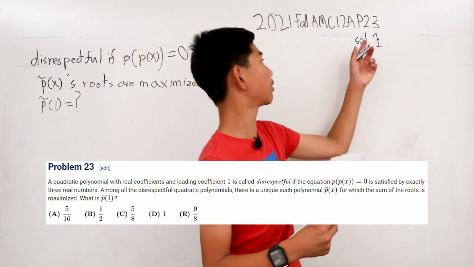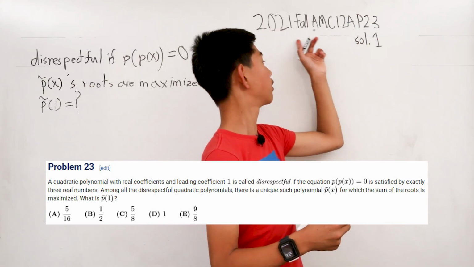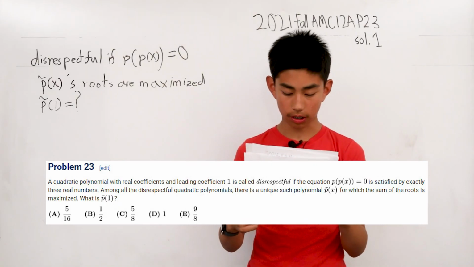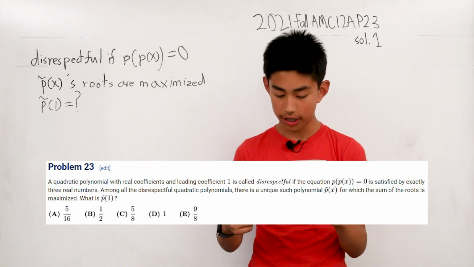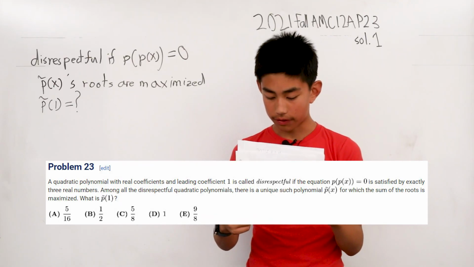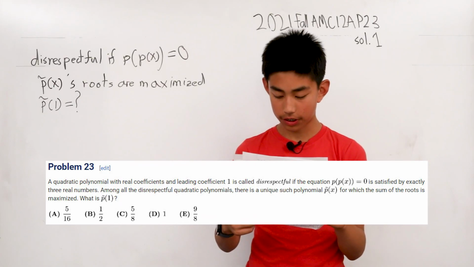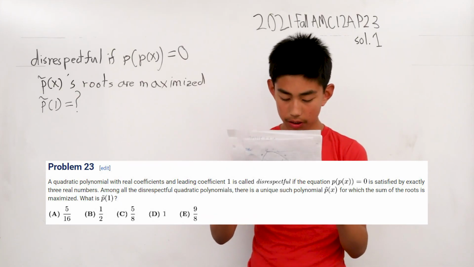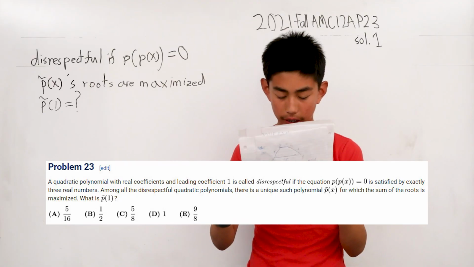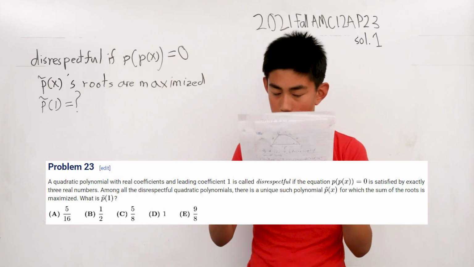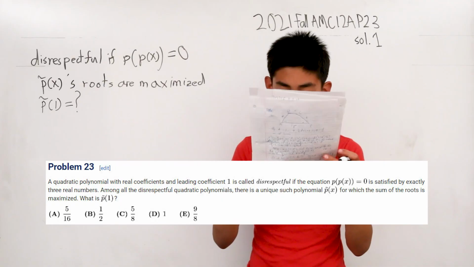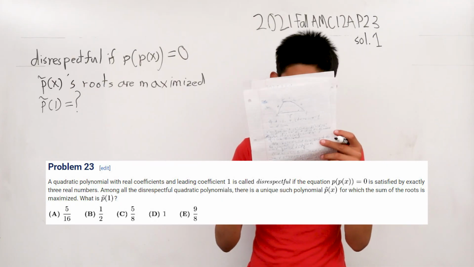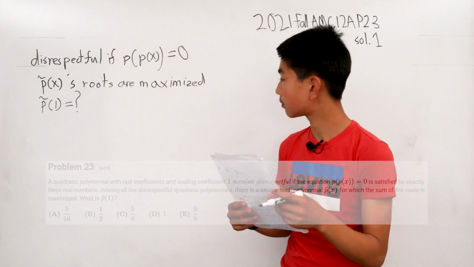We're solving problem 23 from the Fall AMC 12A from 2021. A quadratic polynomial with real coefficients and leading coefficient 1 is called disrespectful if the equation P of x equals 0 is satisfied by exactly 3 real numbers. Among all the disrespectful quadratic polynomials, there is a unique such polynomial P tilde of x for which the sum of the roots is maximized. What is P tilde of 1?